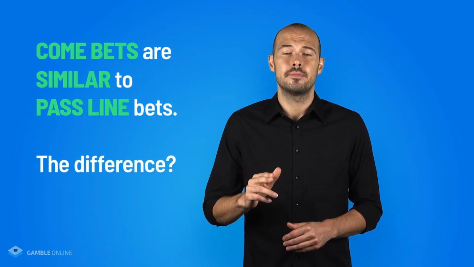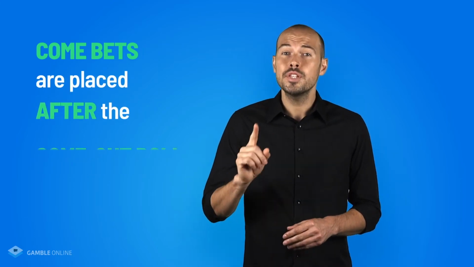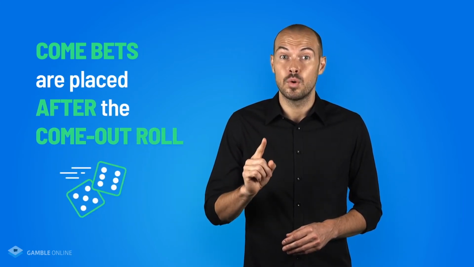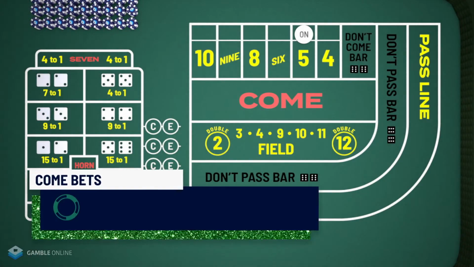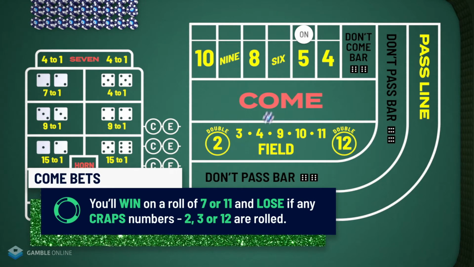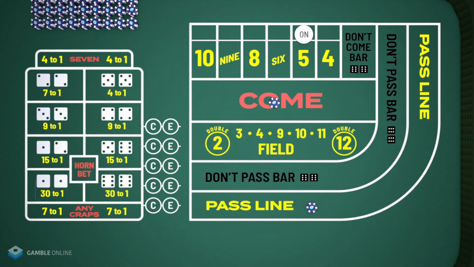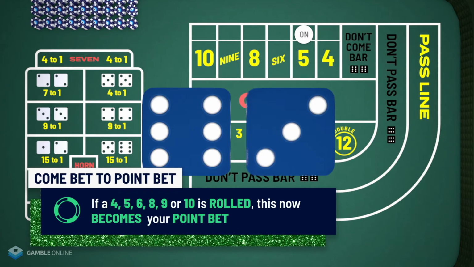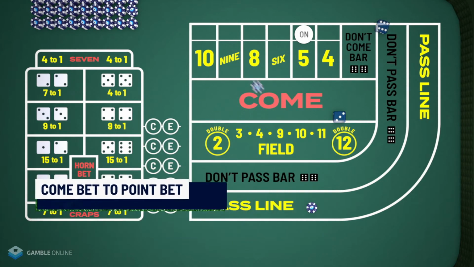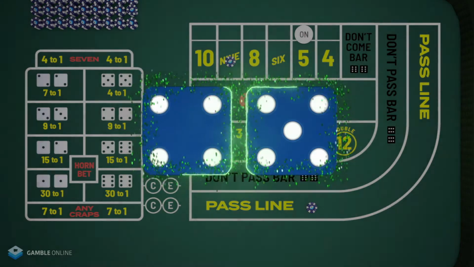Let's break down the come bet. The only real difference between the come bet and the pass line bet is that you can only place the come bet after the come-out roll when the point has been determined. Your come bet gets placed here and will win on a roll of 7 or 11 and loses if any of the craps numbers, 2, 3, or 12 are rolled. If a 4, 5, 6, 8, 9, or 10 is rolled, this becomes your point bet. So in this example, let's say a 9 is rolled and becomes the point for this round. With the 9 as the point, your come bet would win if that is rolled before a 7.